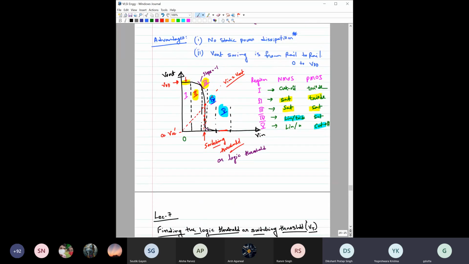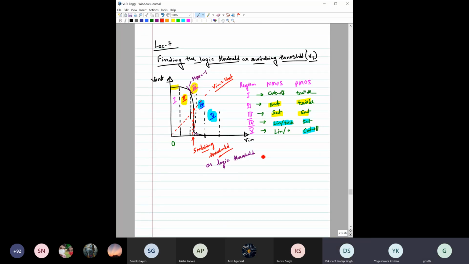Here we have also discussed the different regions last class, and in each region which transistor is operating in which region. At the end of our discussion during the last class, we mentioned this point. This point is the switching threshold or the logic threshold of the CMOS inverter. You have to take a straight line, Vin equal to Vout, on this VTC. The intersection between this VTC and this line gives you the threshold, and we denote this symbol as VT.